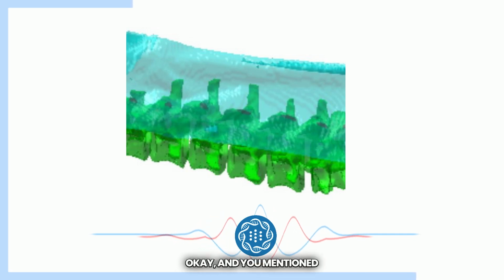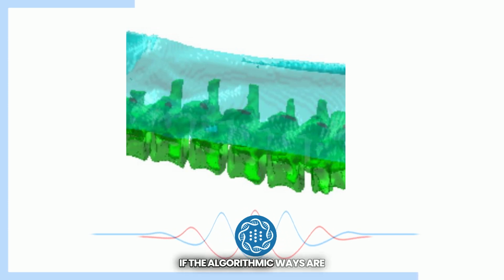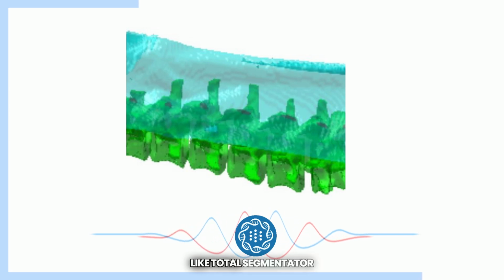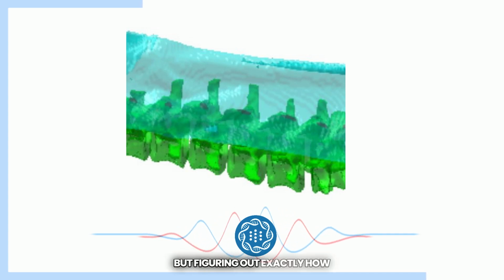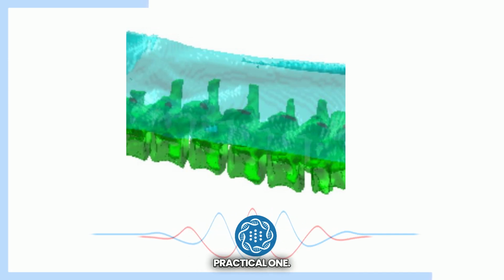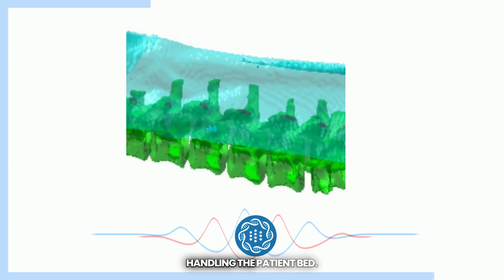Okay. And you mentioned interpretability earlier. Yeah, the algorithmic ways are generally white boxes. You can follow the logic. Deep learning models like TotalSegmentator are often black boxes. They give you an answer, but figuring out exactly how they reached it is tough. That can be a barrier to trust in hospitals. Understandable. Anything else practical?